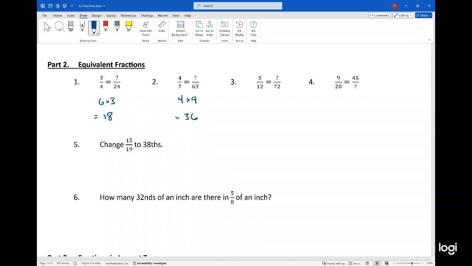For part 3, 12 to 72, each piece is cut into an additional 6 pieces. So 5 times 6 is 30.